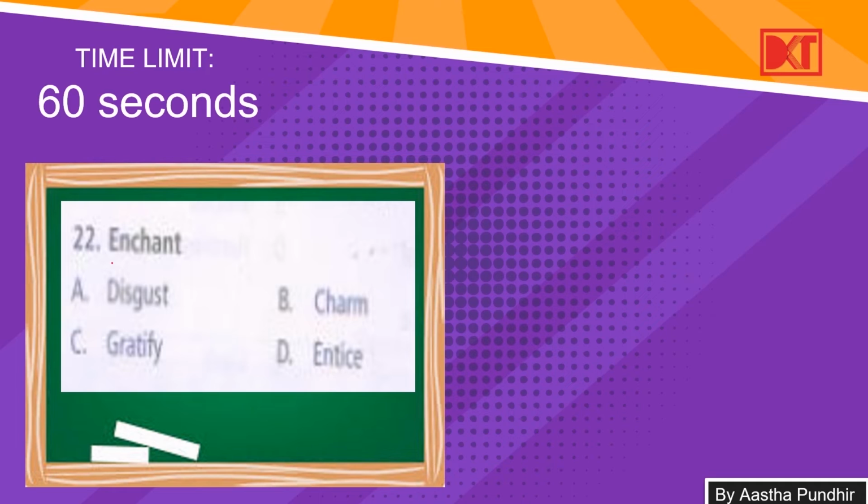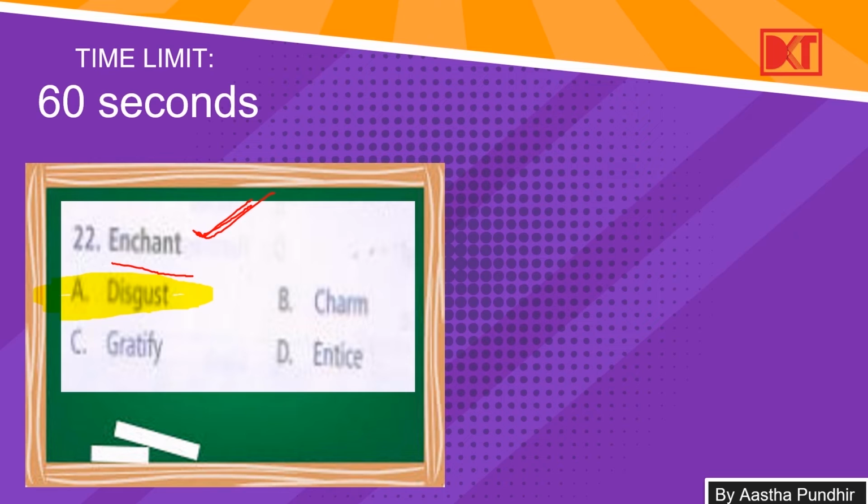The next word we have is enchant. The options are A, disgust, B, charm, C, gratify, and D, entice. Now here the correct antonym is A, disgust. Okay. Enchant means to mesmerize, something that looks very good. So you say that it has enchanted me. Something looks very amazing and you are pleased by it, you like it, so you say it has enchanted me.